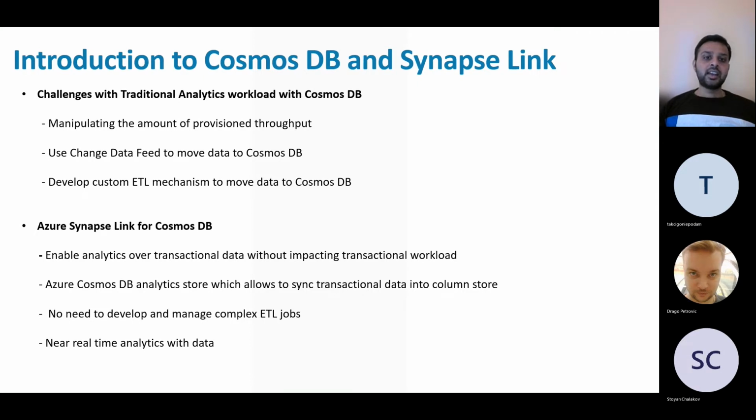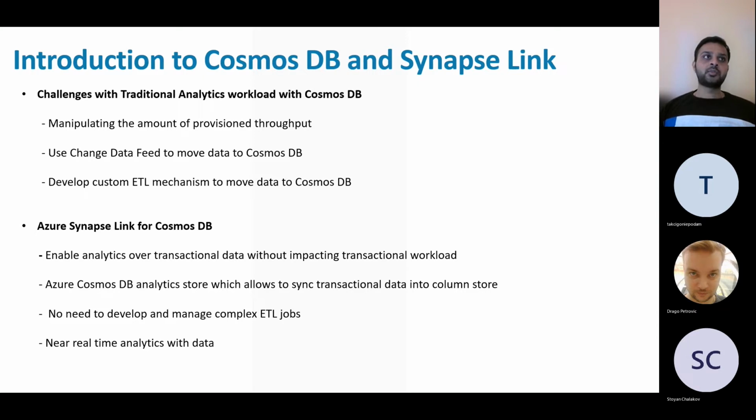Now, in order to overcome these limitations or the topics that we talked about, we can use Azure Synapse link for Cosmos DB, which will make our life simpler and easier. So if we use Azure Synapse link for Cosmos DB, then first of all, it will enable analytics over the transactional data without impacting the existing transactional workload. The Cosmos DB Analytical Store allows us to sync transactional data into the column store.